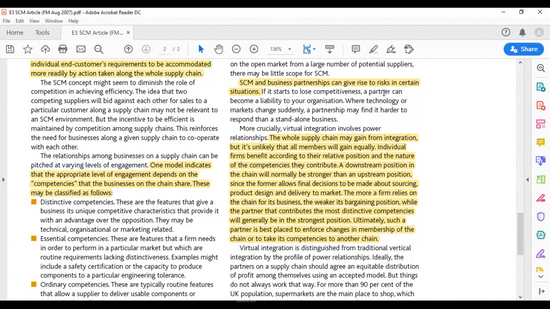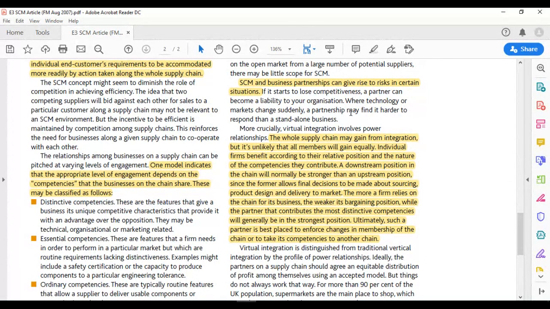So if it starts to lose competitiveness, a partner can become a liability because suddenly they don't have the technology or they haven't kept up with the changes in the supplier and the full supply chain to service the customer. It's not as easy to just change your suppliers, and then they could therefore become a liability.